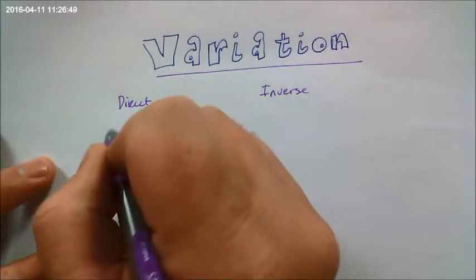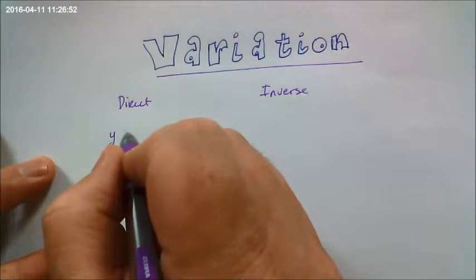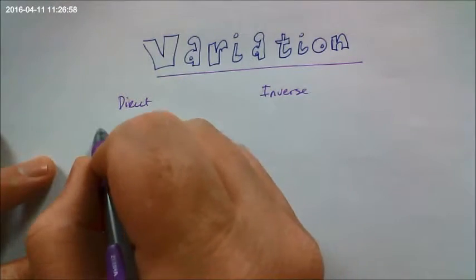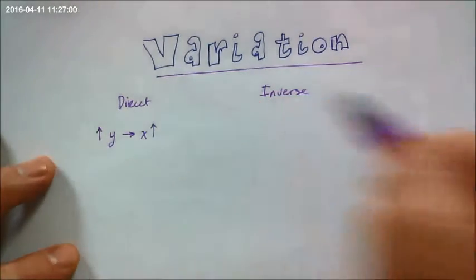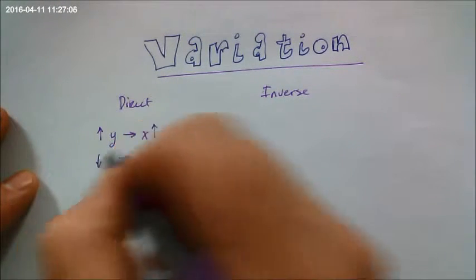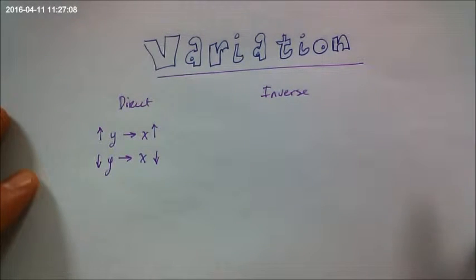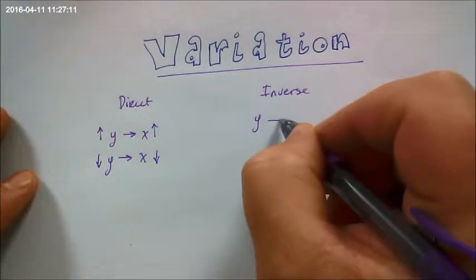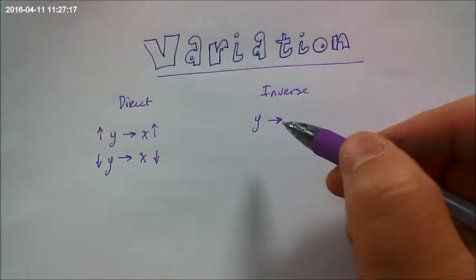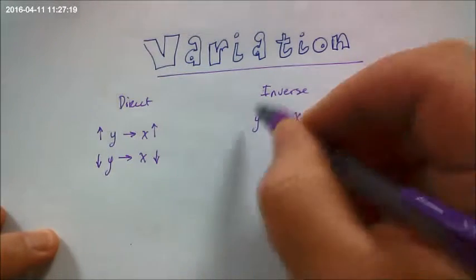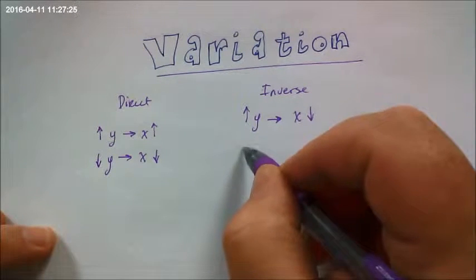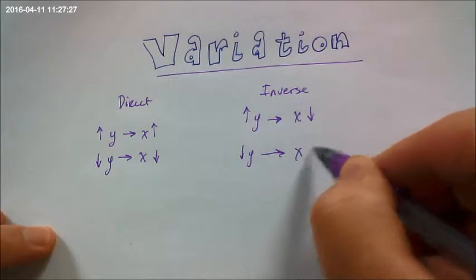With direct variation, there's a relationship between x and y, okay? If the quantity for y increases, so does the quantity for x. Or, if the quantity for y decreases, so does the quantity for x. With inverse variation, there's still a relationship, but if one quantity goes up, the other goes down. It doesn't matter which one goes up, but if one goes up, the other goes down.